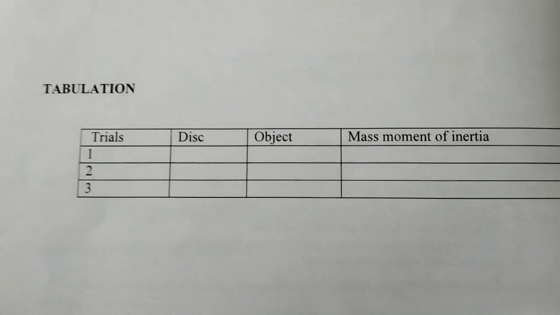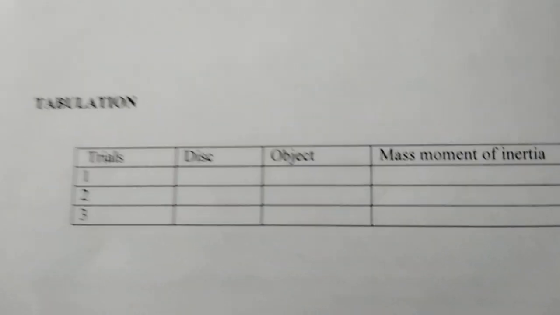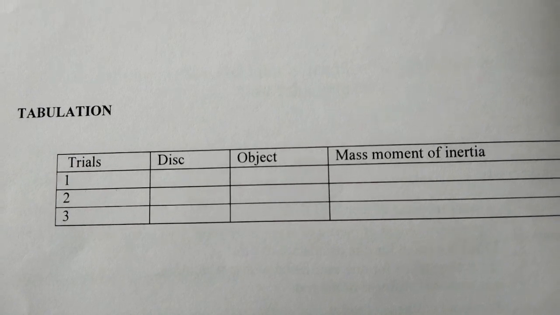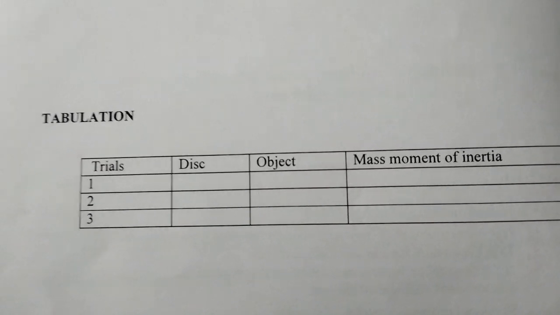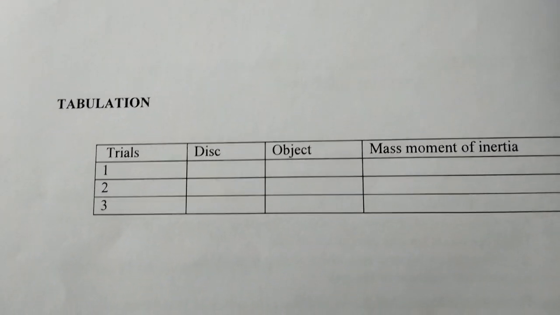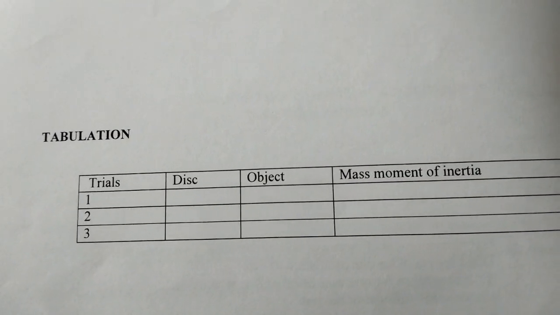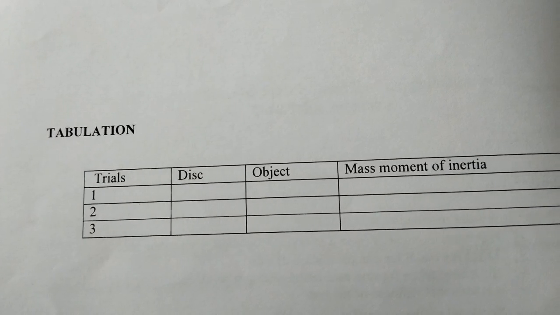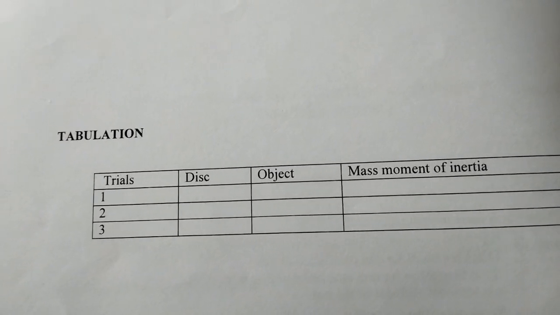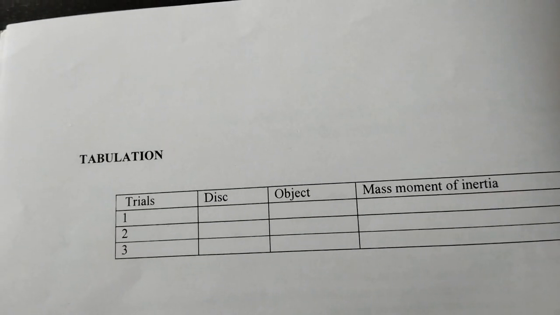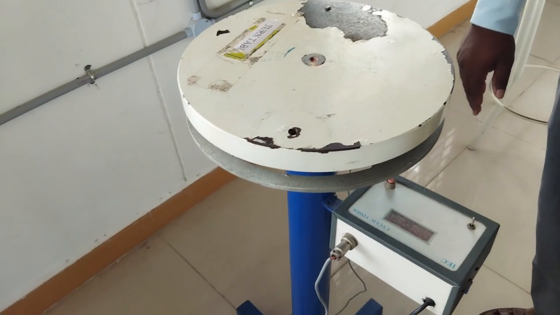For the 3 trials, the first one is disc without object. We take the time taken for one oscillation, and then with the object we take one oscillation. For these 2 procedures we take 3 trials. Next we do the experiment.